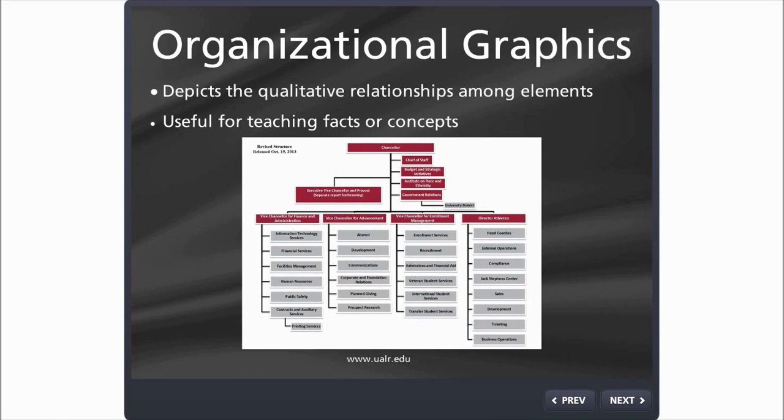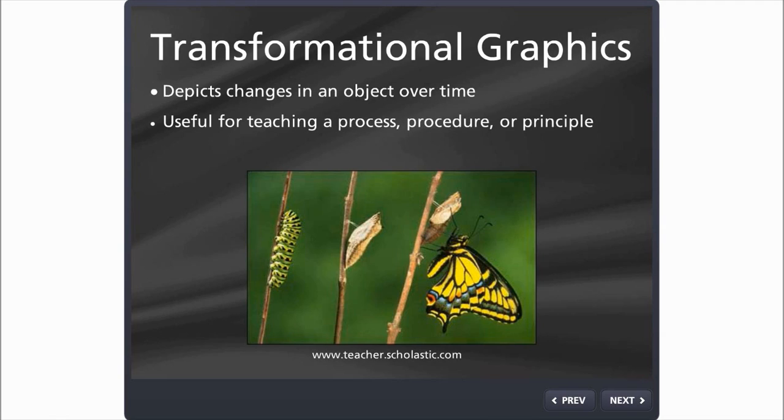Organizational graphics show the qualitative, not quantitative, relationship of its content. Examples of these types of graphs include a matrix, concept map, or like this tree diagram that shows the university structure of UALR. Organizational graphics can also be used to teach facts, concepts, categories of objects, events, or symbols designated by a single name.